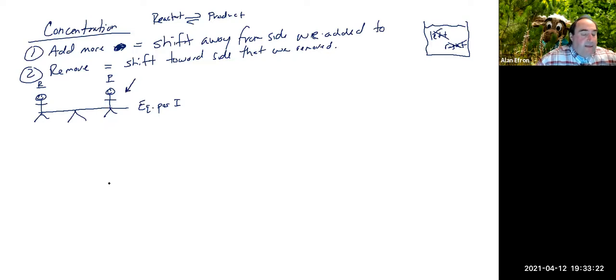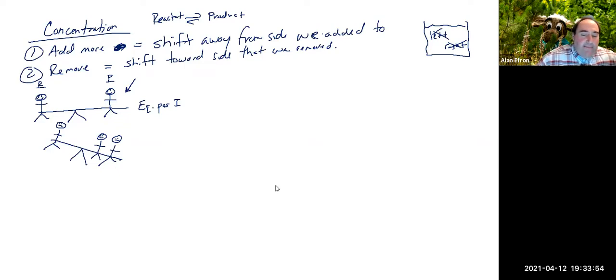So what happens if we decided to add more products? So somebody decides to hop on the product side of this teeter-totter. What's going to happen in this case is some situation like this. And these guys are probably happy, maybe. We've now really messed up the equilibrium, right? We were nice and at equilibrium. We added more products, really messed up the equilibrium.